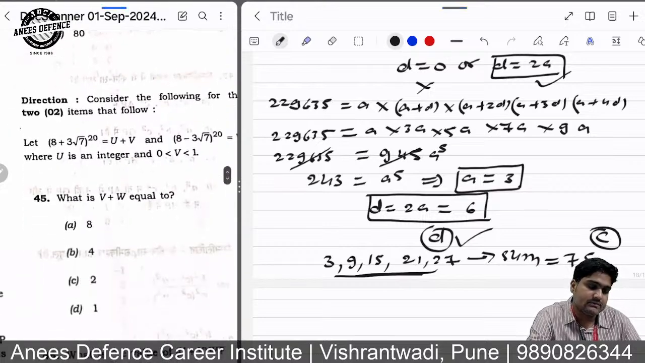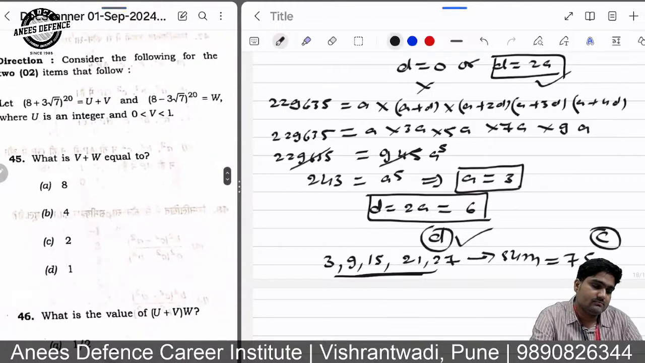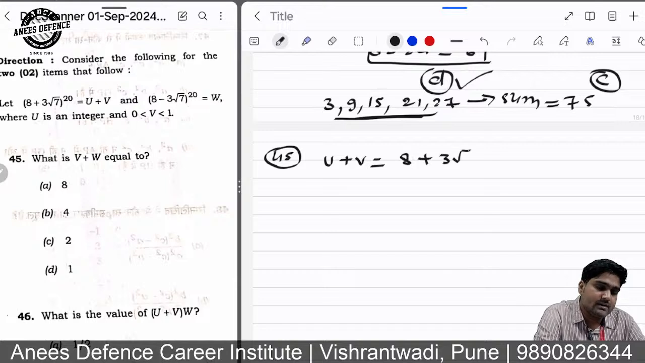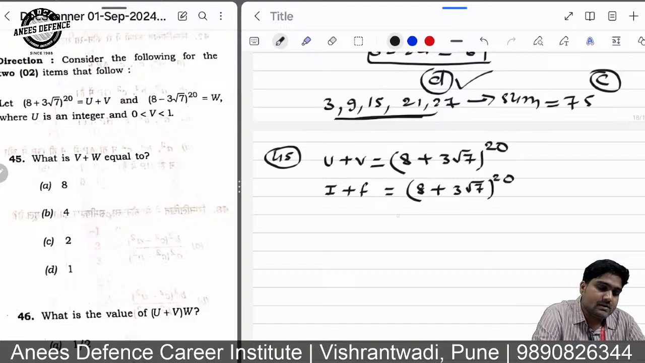Okay, next question. Question number 45. Here u plus v is given as (8 plus 3 root 7) to the power 20. It is mentioned that u is an integer, so v is the fractional part. So integer plus fractional part is given as (8 plus 3 root 7)^20. And we know the range of the fractional part is 0 to 1.